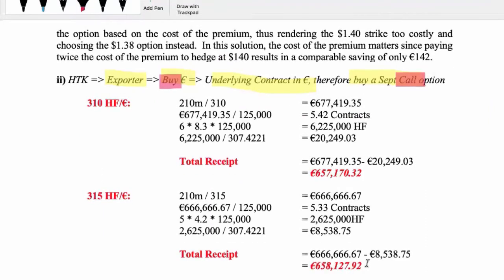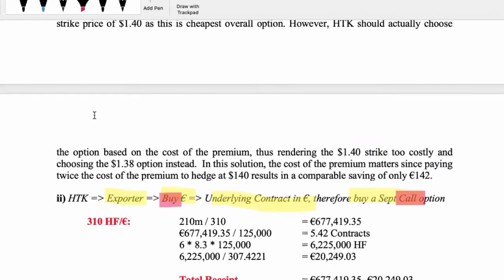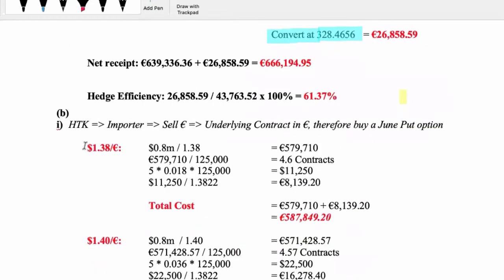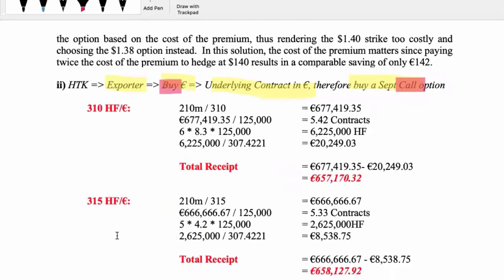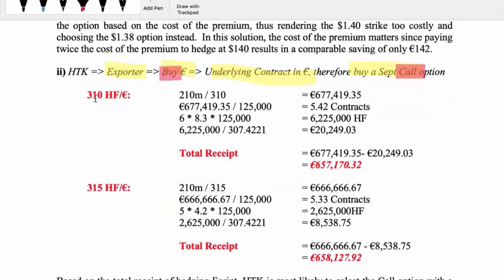Right, now we have two strikes that were available to us. If you recall, there was a 310 and a 315. So let's take those individually, and you'll notice, and I'm going to flick back up to the importer, that we're going to repeat that exercise again for its strike prices, 138 and 140. So you're doing one thing 4 times, which is pretty handy for 15% of the exam paper.